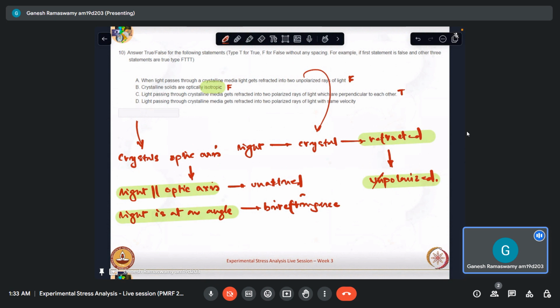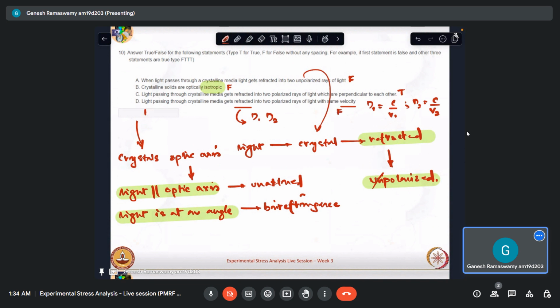Option D: light passing through a crystalline media gets refracted into two polarized rays of light with the same velocity. Well, we have spoken of birefringence, which implies that there are two refractive indices, and if there are two refractive indices, naturally there have to be two velocities of light in that medium. Hence, it cannot be with the same velocity. So, this is clearly false.